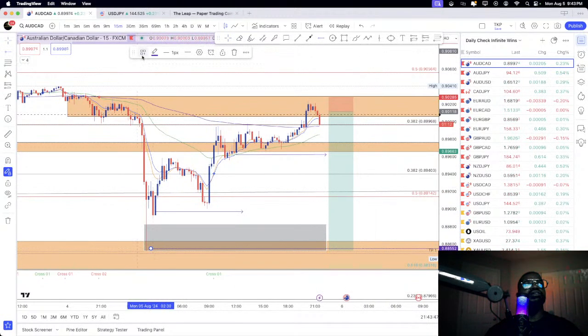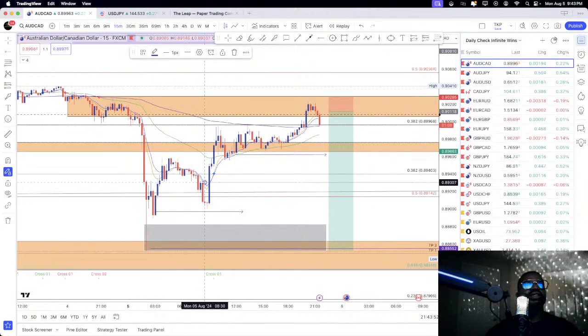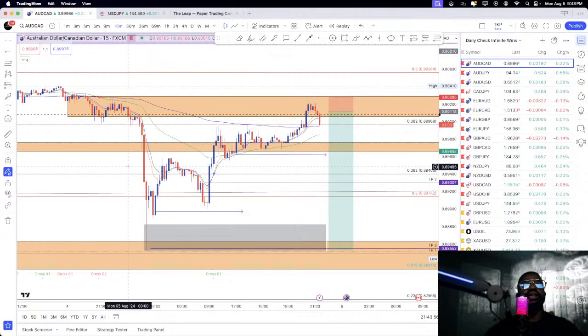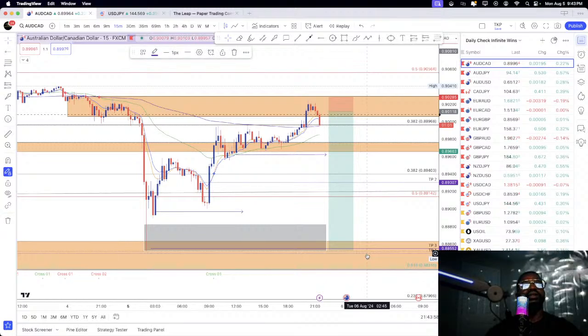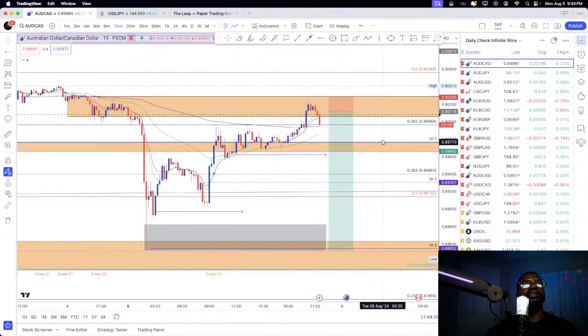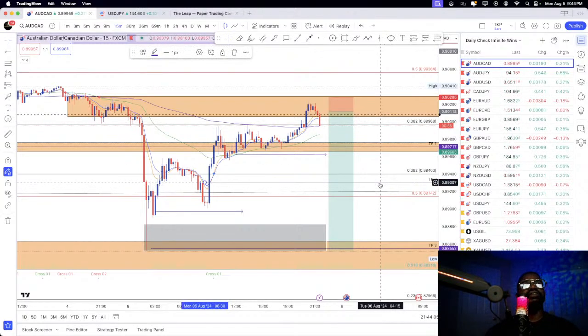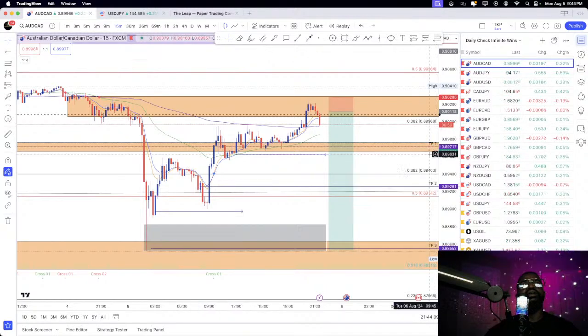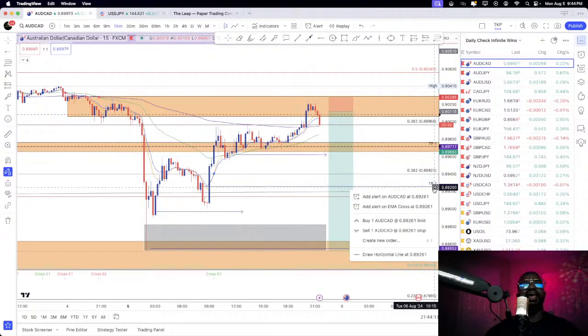Let's go ahead and get our targets. Looks like we got a TP1 right here. Cool. So now we got our trade. We have our target set. I will put an alert on our stop loss after this trade setup gets activated.